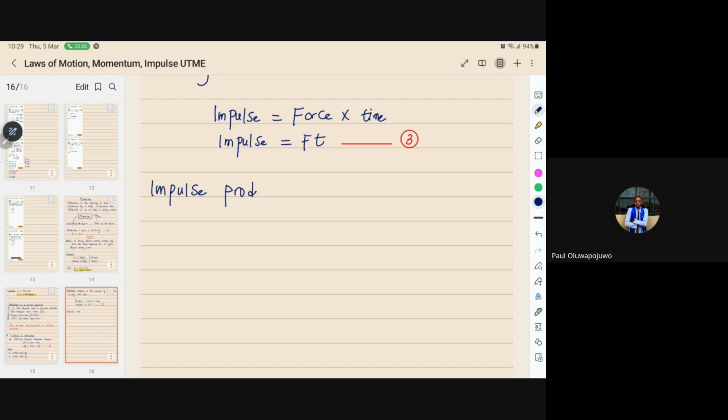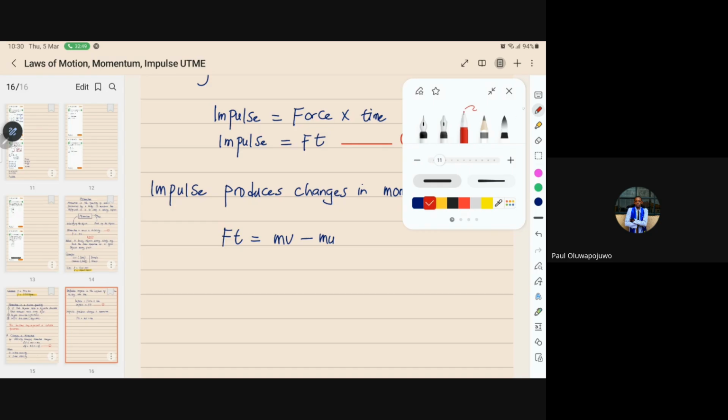So impulse produces change in momentum, right? So we're going to have that Ft is equal to mv minus mu. Remember where it is coming from, right? From our second law.